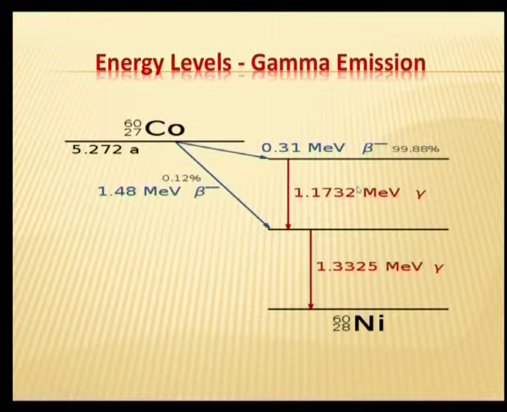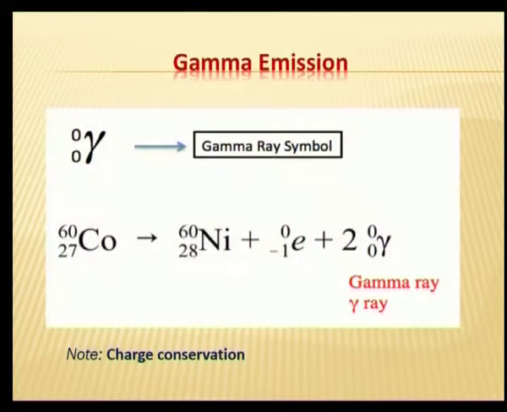In the next slide I will be showing the energy levels. The energy levels of cobalt to nickel are responsible for the emitted energies associated with the gamma radiation. So, when the nucleus goes from this energy state to this energy state, the energy difference of 1.1732 MeV, where MeV refers to million electron volt, gives rise to the gamma radiation. This energy should be equated to h nu, as all of you know.